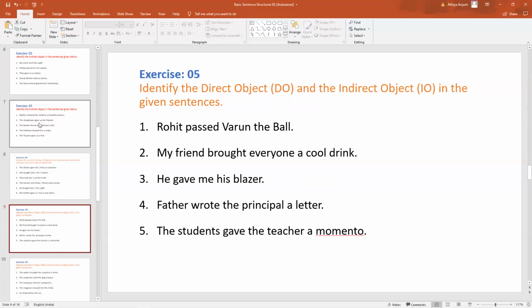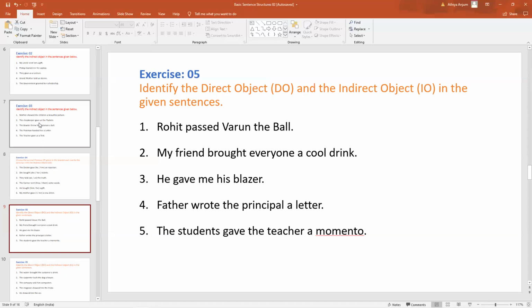Clear? Now the next exercise deals with identifying both the direct object and the indirect object. Now you know the beginning part of the sentence is the subject, that is before the verb, and again that deals with either a noun or a pronoun, and then you have the verb, and the part that comes after the verb, especially the noun or the pronoun that comes after the verb, will become your object. And you know how to find out which is the direct object and which is the indirect object. So identify both, which is the direct object and which is the indirect object.